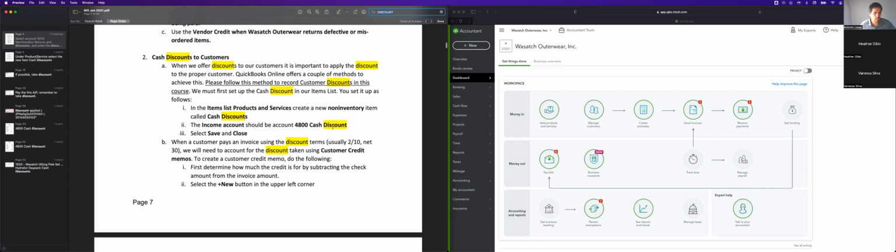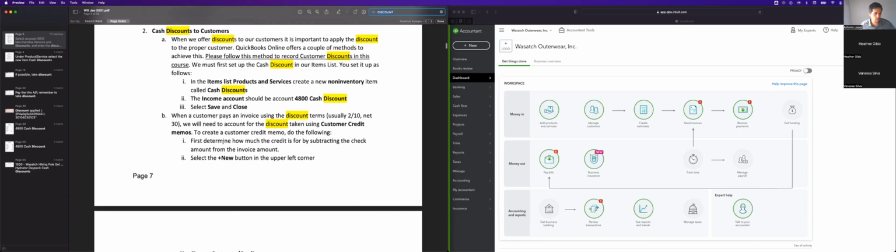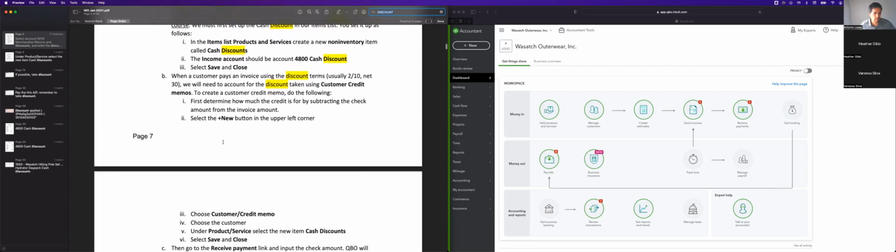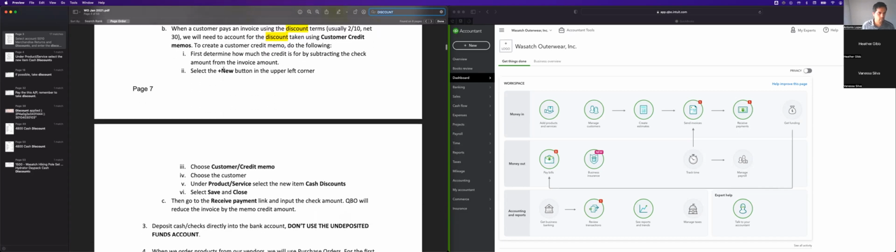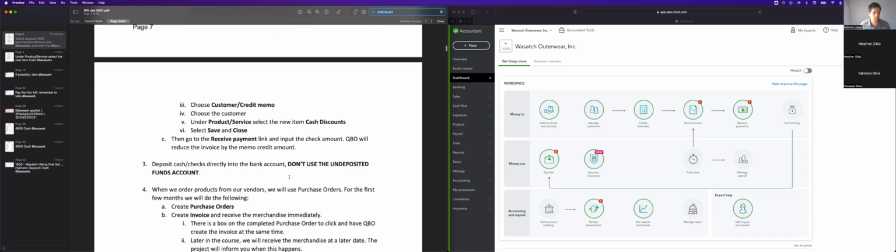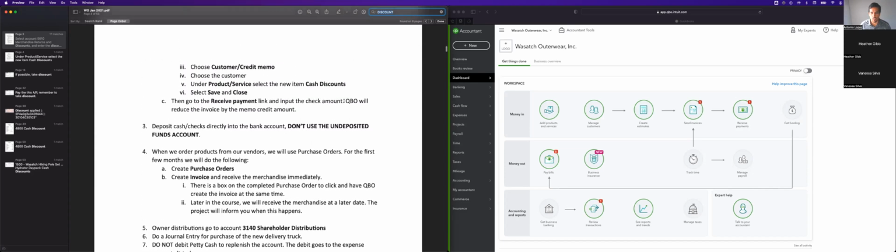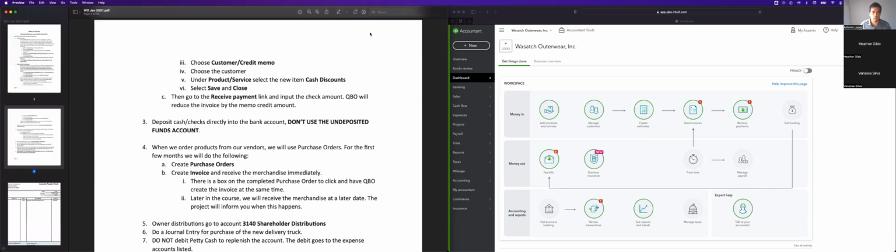Income account should be 48 cash discounts. Yeah, and then it kind of tells you how to do it. New button, customer credit memo, products and services, cash discounts. Okay, I think that's it. All right.